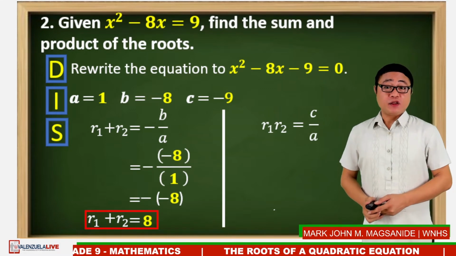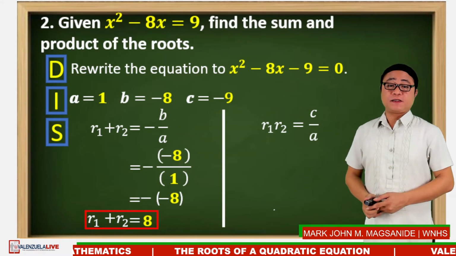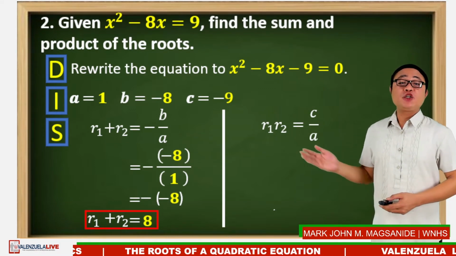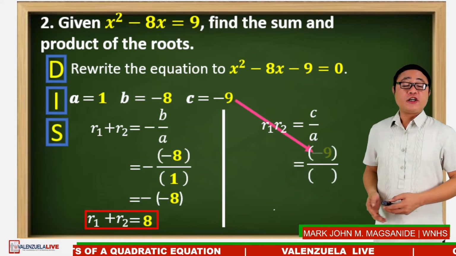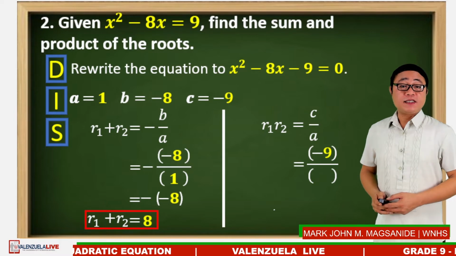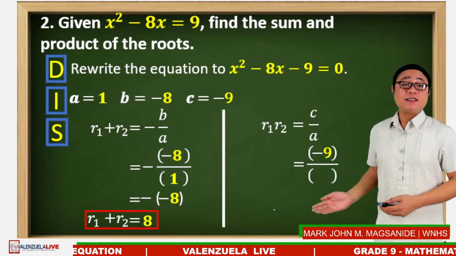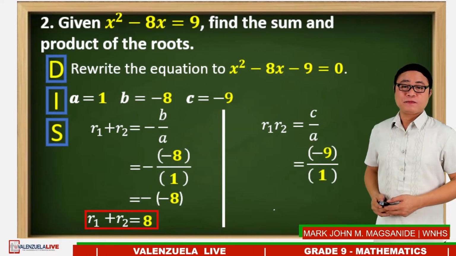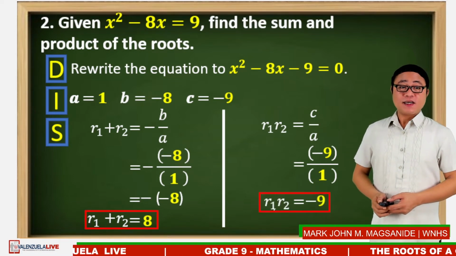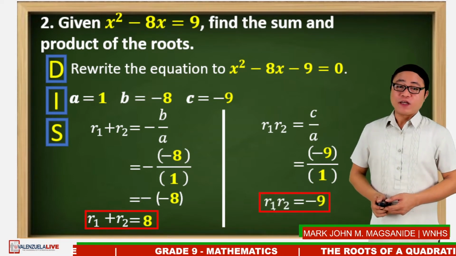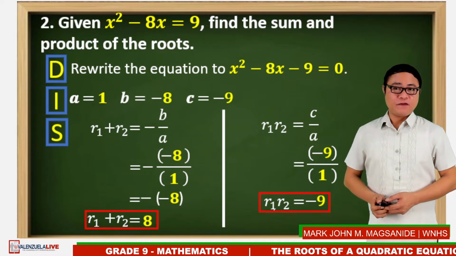Let us now proceed to solving the product of the roots. Substitute the value of C and A. C is negative 9 and A is 1. Negative 9 divided by 1 is negative 9. Therefore, the product of the roots is negative 9.